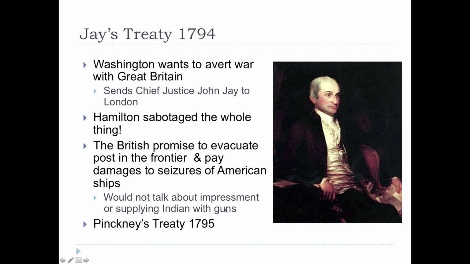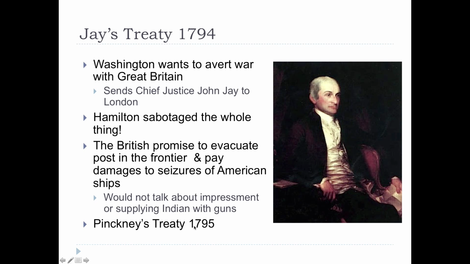So he winds up getting a treaty with the English that turns out to be a joke of a treaty. It's a weak treaty. It means absolutely nothing. But at least they got some kind of a treaty with the British. The funny thing about it is it led to a really great treaty with the Spanish in Pinckney's Treaty, 1795.